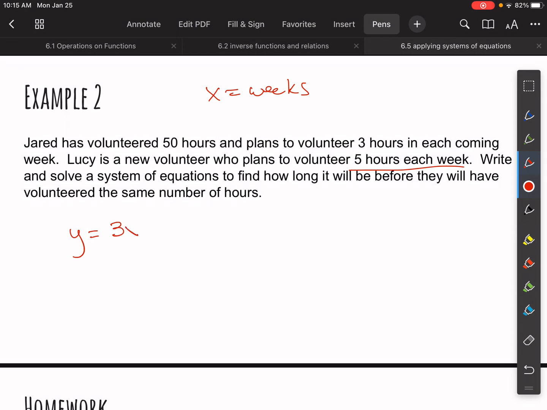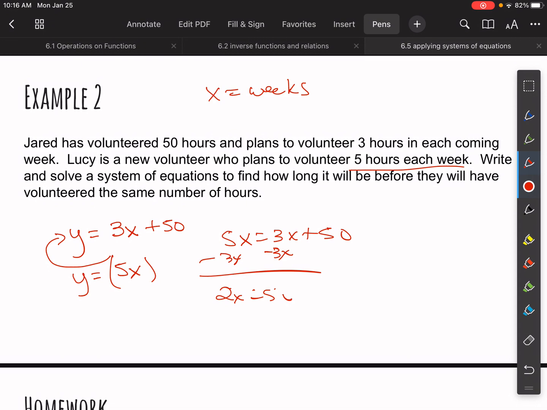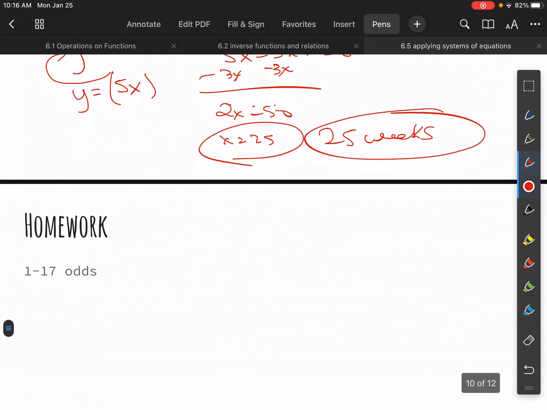So 3 times the number of weeks, right? 3 hours times the number of weeks plus 50. And then for Lucy, the equation is y equals 5 times the number of weeks. So I want to know, when do these two things equal each other? Well, I can take my 5x and substitute it in. So when does 5x equal 3x plus 50? Let's subtract 3x from both sides, and we get 2x is equal to 50, x is equal to 25. So therefore, 25 weeks is how I would solve that one.